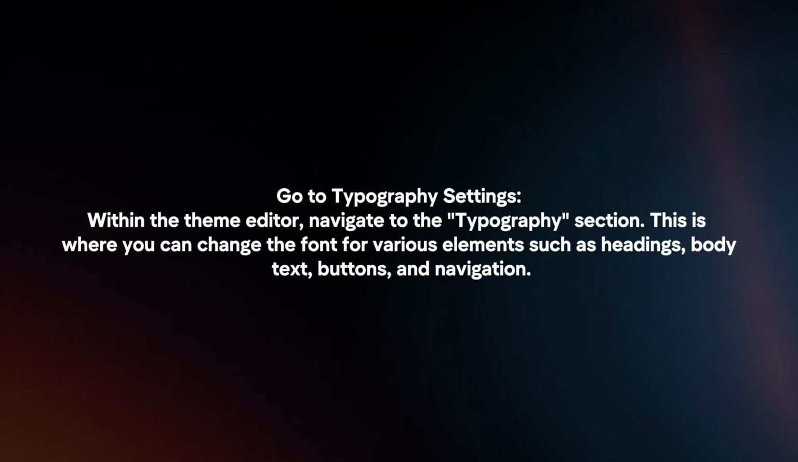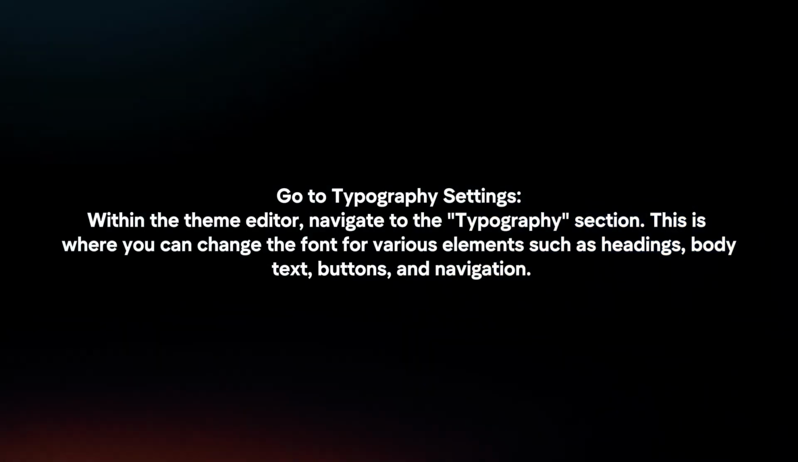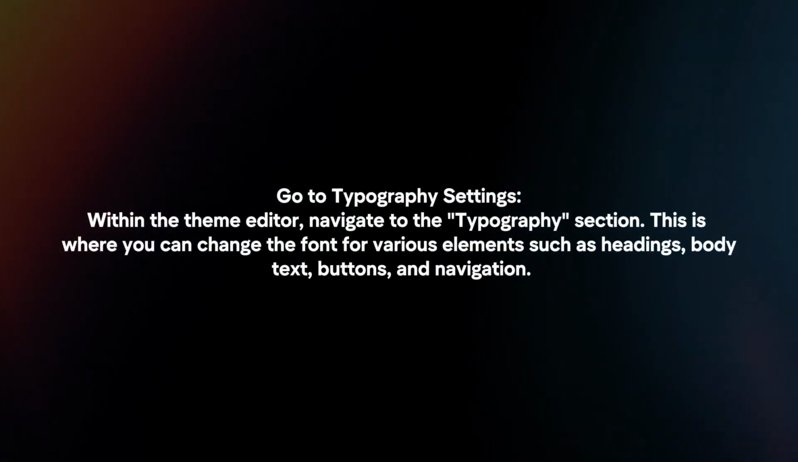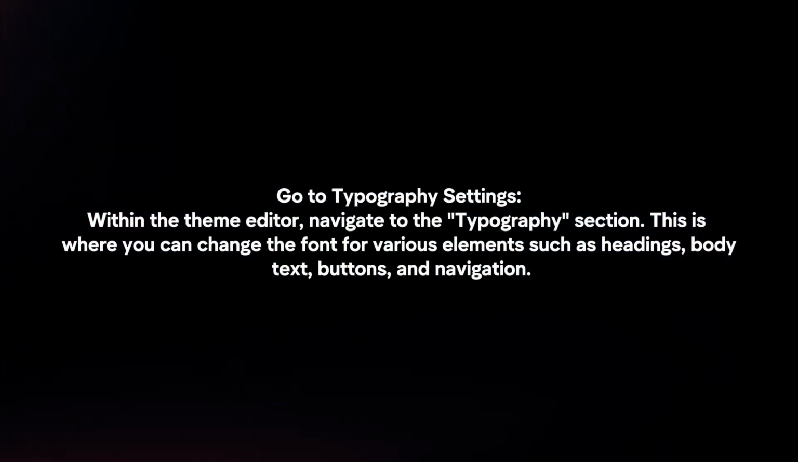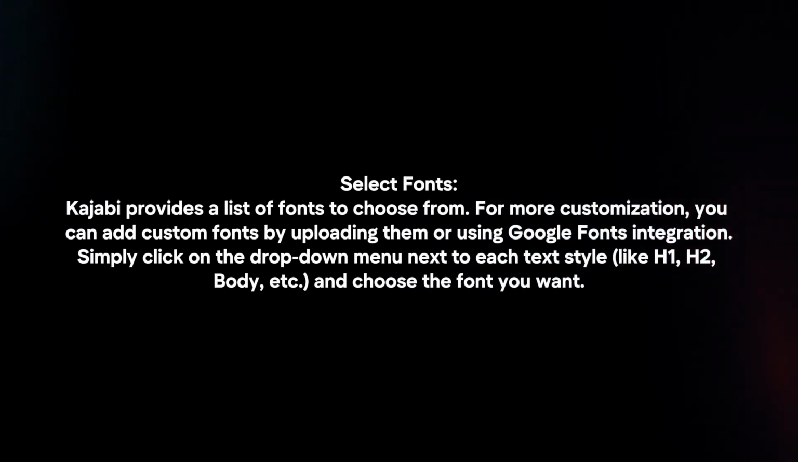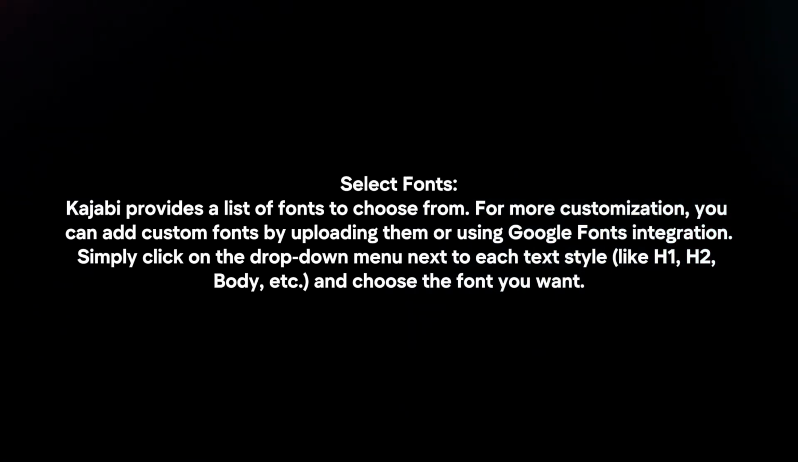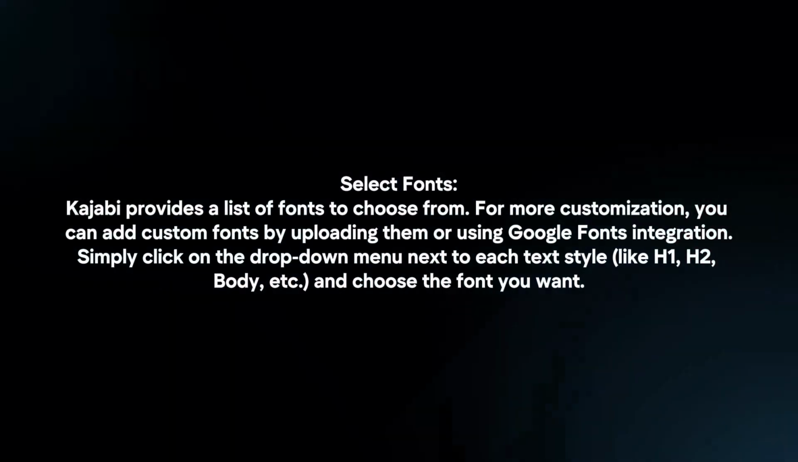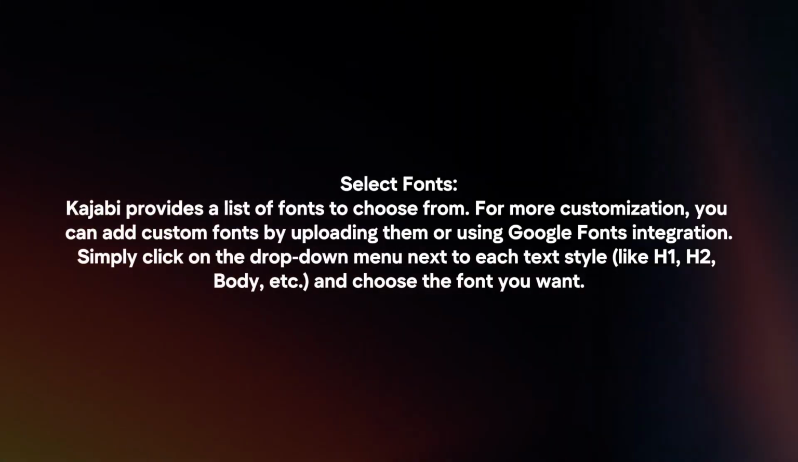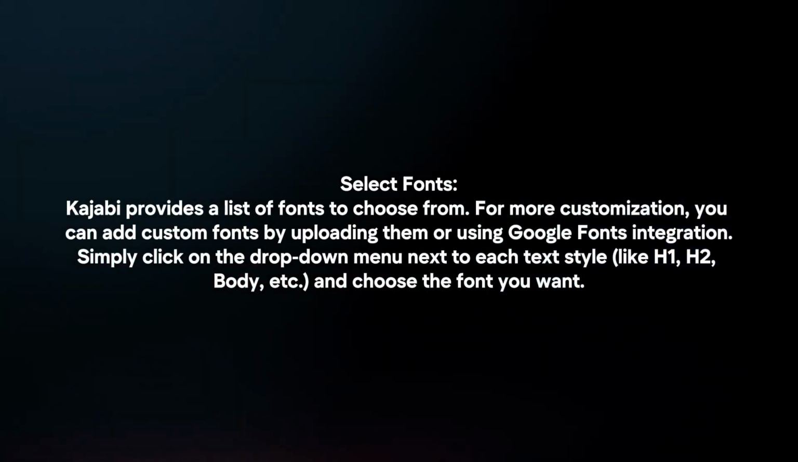Go to Typography Settings. Within the theme editor, navigate to the Typography section. This is where you can change the font for various elements such as headings, body text, buttons, and navigation. Select fonts. Kajabi provides a list of fonts to choose from. For more customization, you can add custom fonts by uploading them or using Google Fonts integration. Simply click on the drop-down menu next to each text style and choose the font you want.